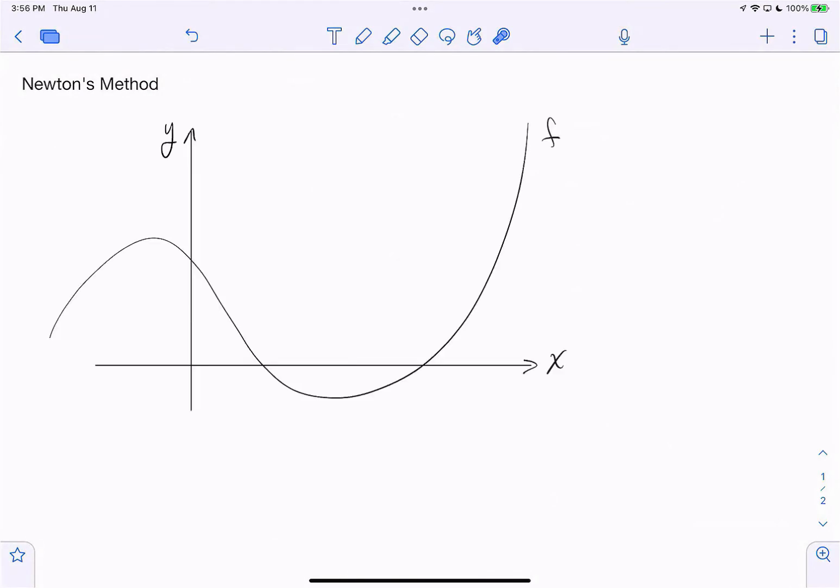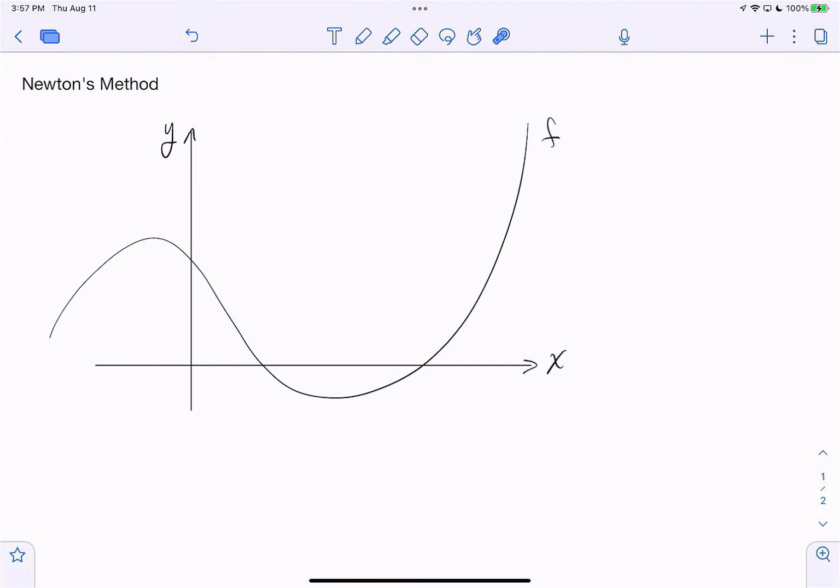We're going to develop Newton's method, and to do so, we have a random function here, f. And what we will be developing is a way to find the x-coordinate of this x-intercept here. So the associated equation would be like f of x is equal to 0. Some expression involving x is equal to 0.